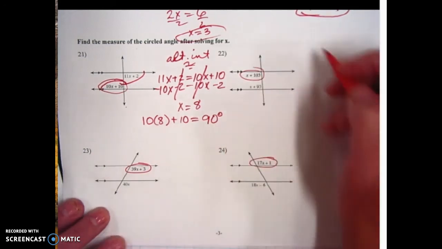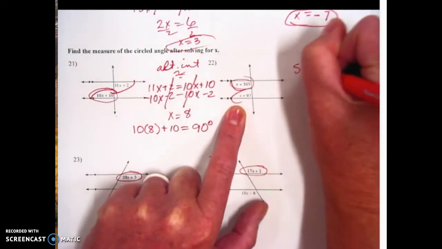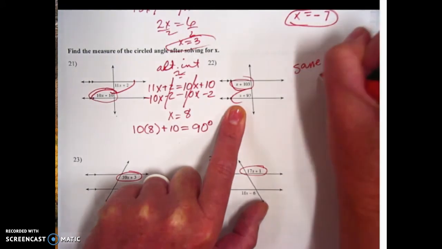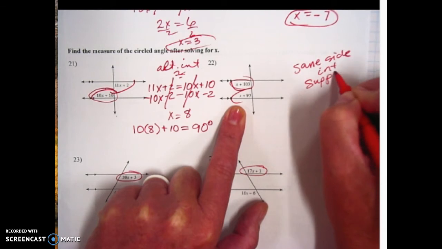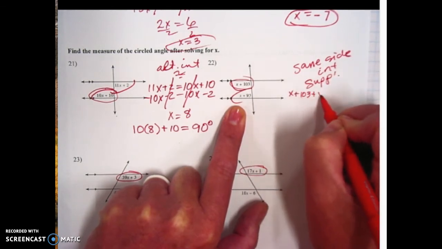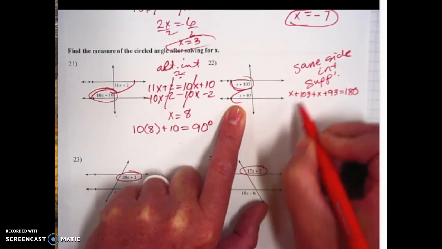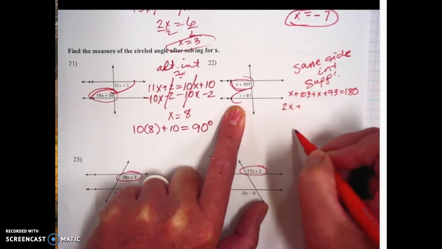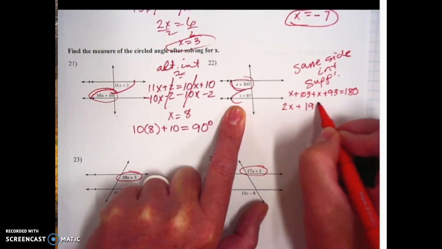Okay? Now let's do 22. We have same side interior. So these should be supplementary. That means they should add up to 180. So I'm going to say x plus 103 plus x plus 93 is equal to 180. Combine our like terms. So on the left we have 2x. And 103 plus 93 is 196.